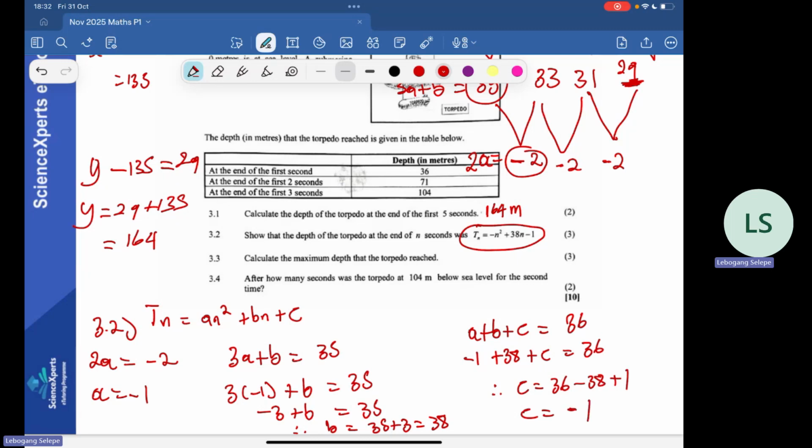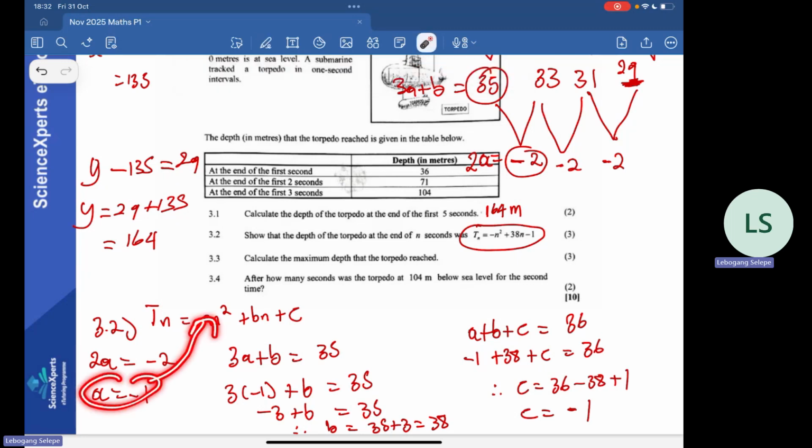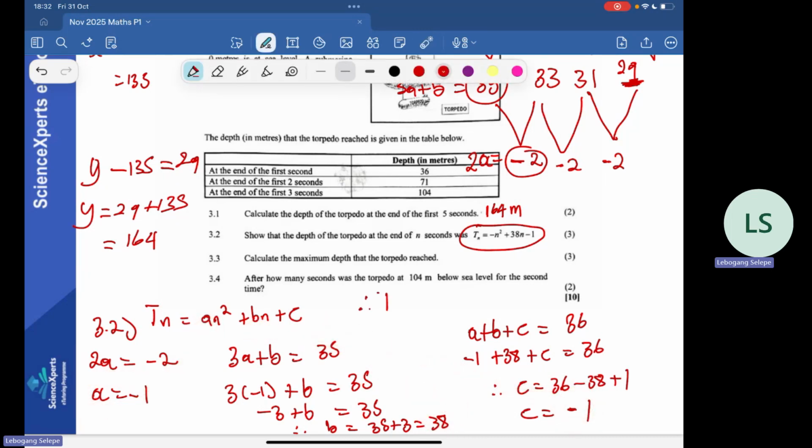So therefore, I can go substitute my values. Substitute A there, substitute B there, and substitute C there. So we can therefore say Tn is equal to, with A as -1, negative n squared plus 38n minus 1. Right? Problem solved.